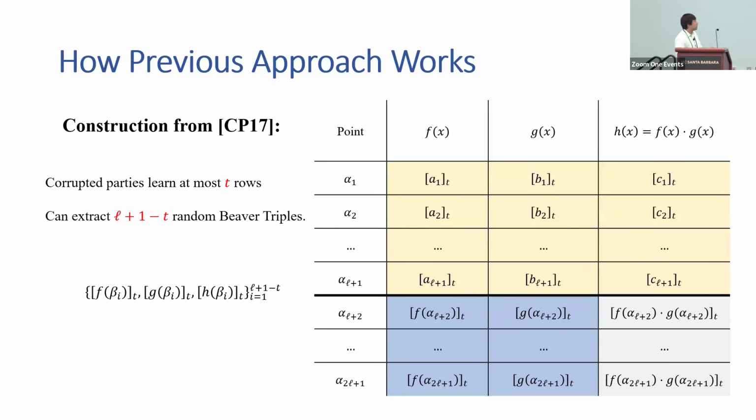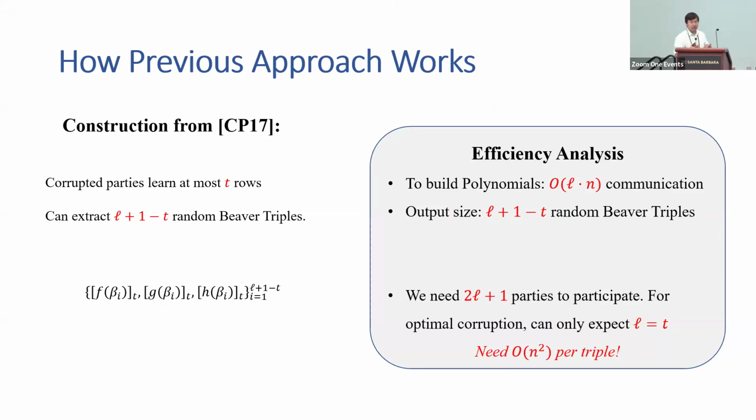So here, because the degree of F is L, then we have essentially L+1 triples, right? But the adversary knows T of the triples here in this approach because T of the triples are generated by corrupted parties. So the maximum amount of triples that we can extract with this approach is something like L+1 minus T. And if you look at the communication complexity of this approach, the cost is L times N. And the number of triples that we obtain is L+1 minus T.